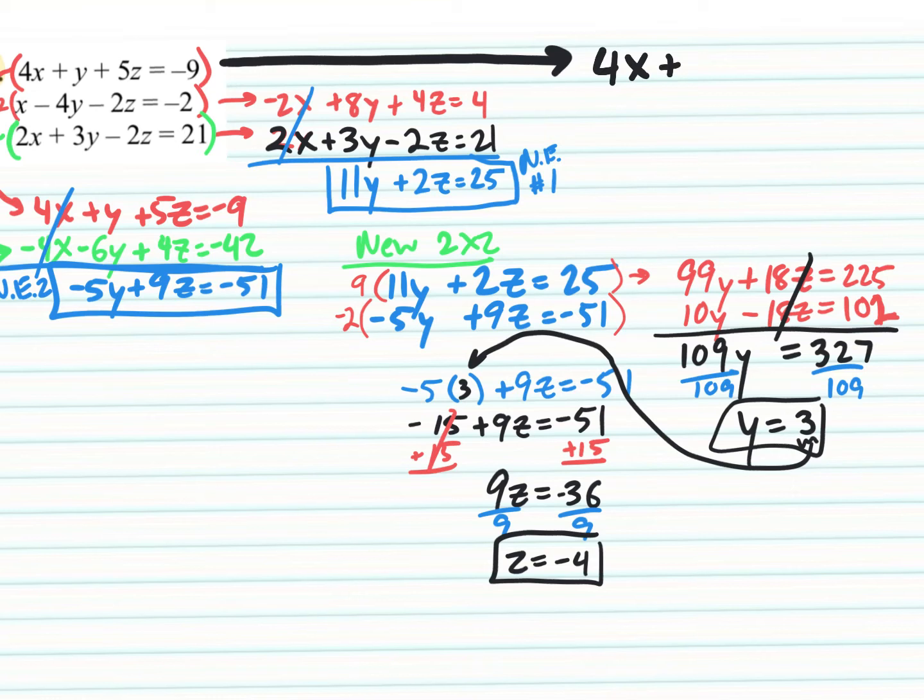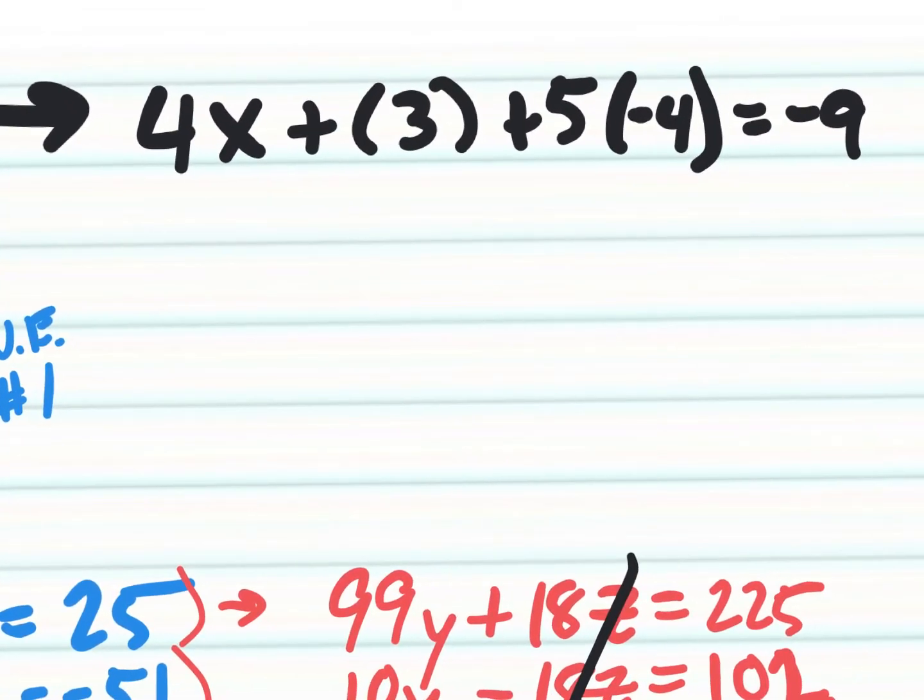Plus y. I do know y. y is 3. I don't even really need it in parentheses. Plus 5z. We know z is negative 4. Equals negative 9. Again, I just took this top equation, rewrote it, but instead of y's and z's, I put my y right there and my z over there, right? And I plugged it in with parentheses, even though it's not necessary on this one. So let's make this equation look nicer.